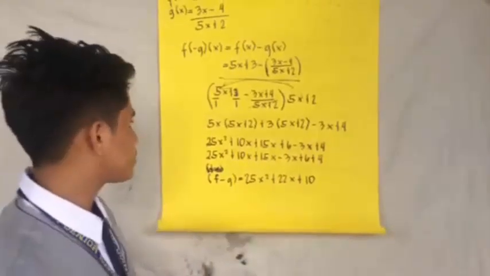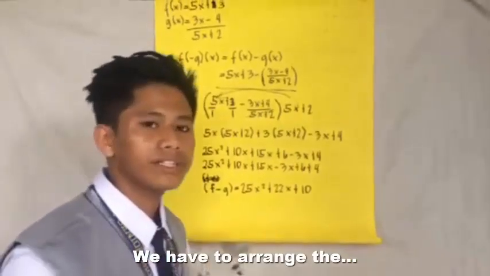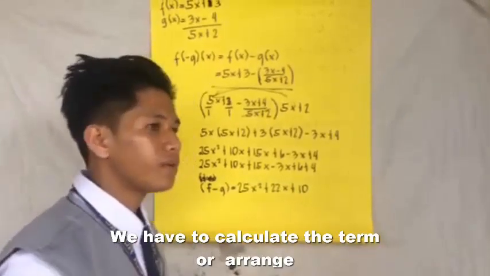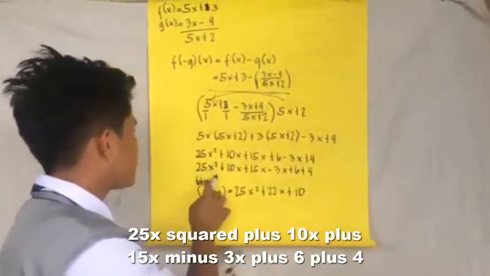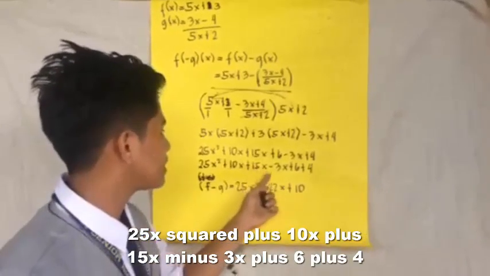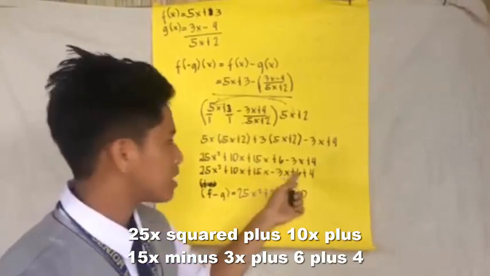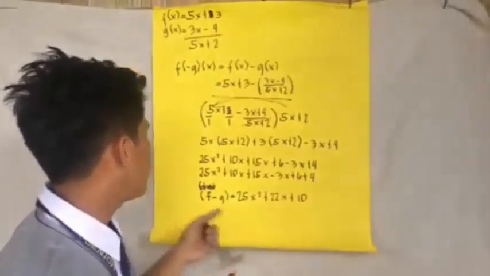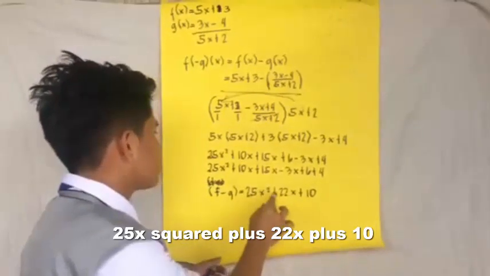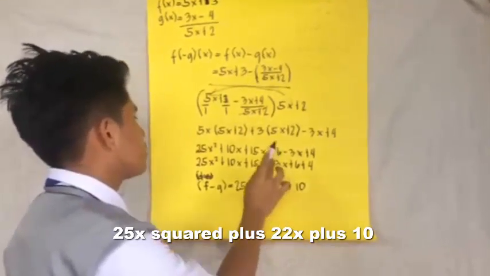Okay, third, we have to calculate the terms or arrange them. 25x squared plus 10x plus 15x minus 3x plus 6 plus 4. And the final answer is 25x squared plus 22x plus 10.